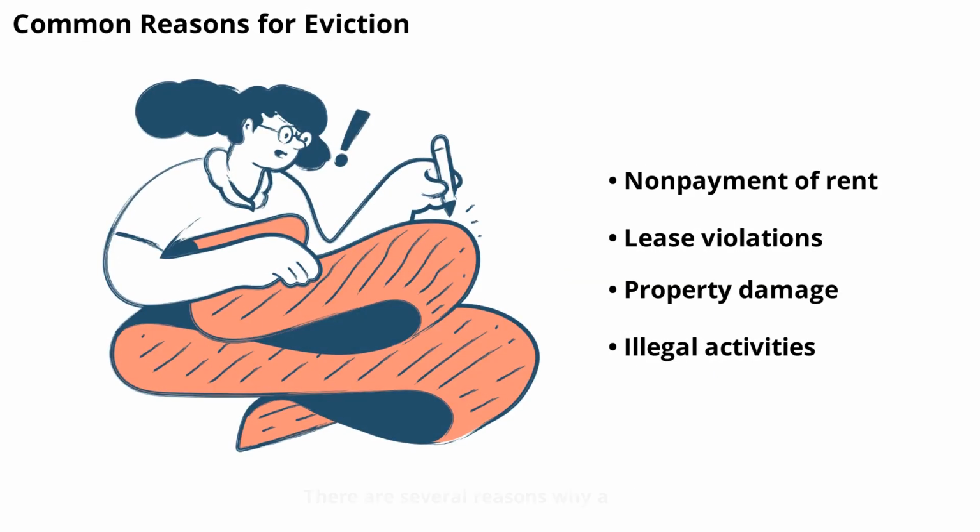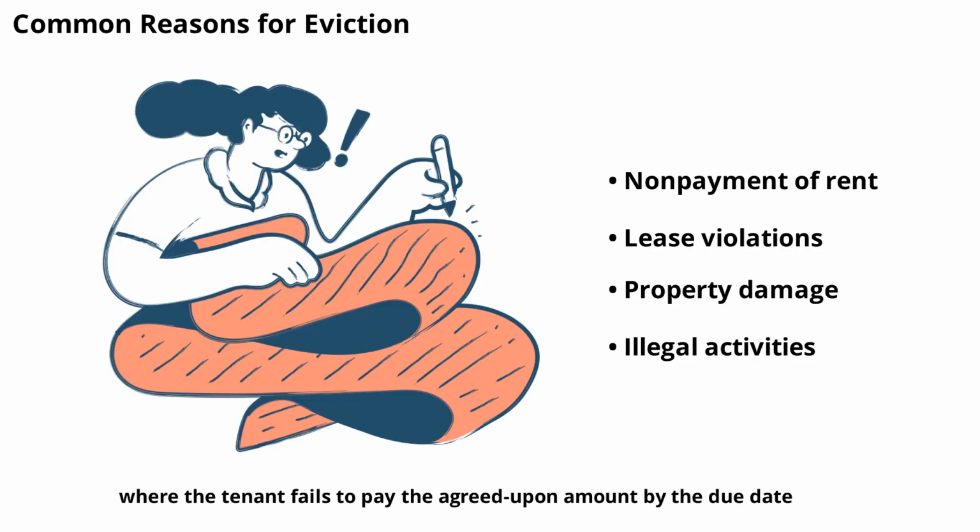There are several reasons why a landlord might begin the eviction process. The most common reason is non-payment of rent, where the tenant fails to pay the agreed-upon amount by the due date. Other reasons include violating the terms of the lease, such as having unauthorized pets, subletting without permission, or causing significant damage to the property. Sometimes, eviction may also occur if the tenant engages in illegal activities on the premises. Each of these reasons must be clearly documented by the landlord to proceed with a legal eviction.